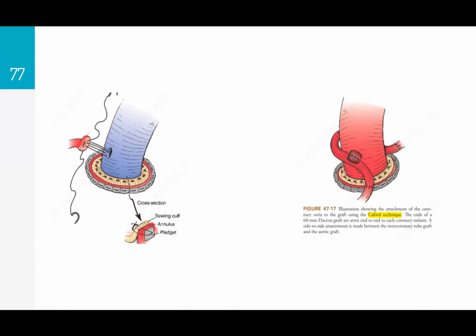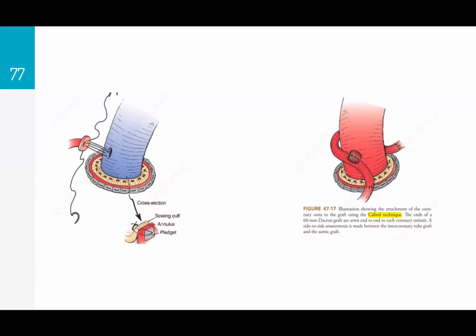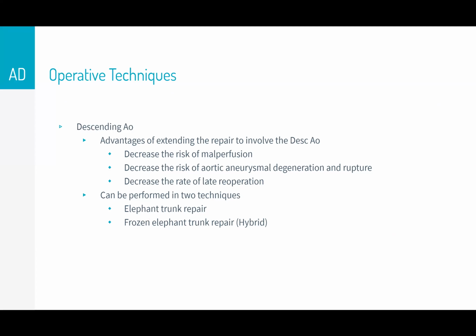This is what I mentioned. This is the implantation of the coronary buttons into the aortic graft, and this is the Cabrol technique. You use a graft, attach it to both coronaries, and then anastomose this graft to the aorta. What's the size of this graft? I think it's 8 or 10mm. I wrote 8.